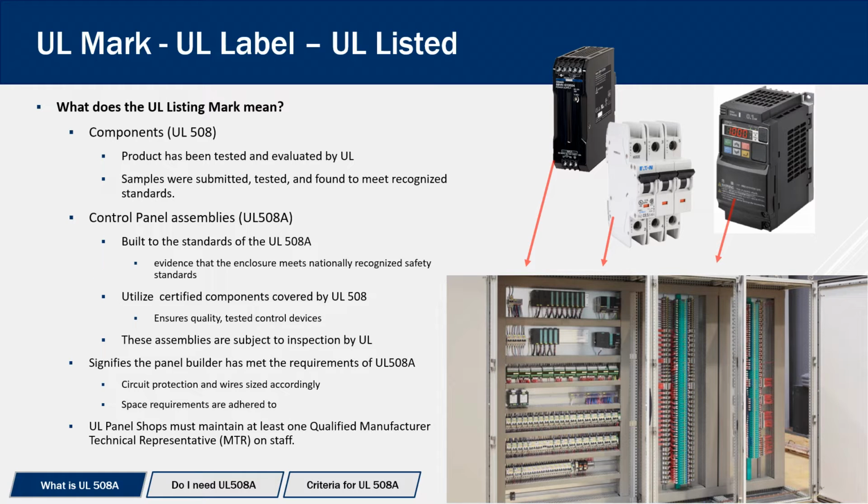That label has given us that evidence that the enclosure meets those nationally recognized safety standards. It's telling us that we've utilized certified components, those components that are covered under UL508, ensuring that we've got quality tested devices in there. And that control panel assembly as a whole is then subject to inspection by UL. So at any time, these panels can be inspected, usually throughout or at the end of their build phase. You'll have monthly inspections from a UL inspector.